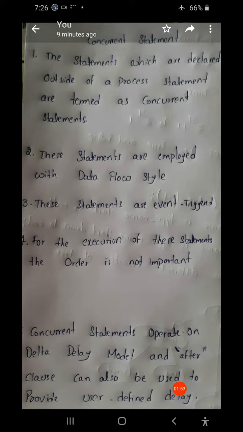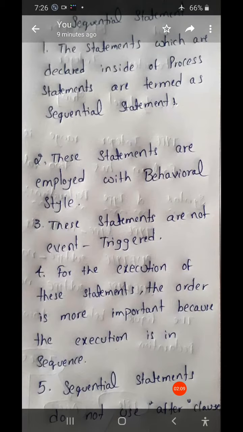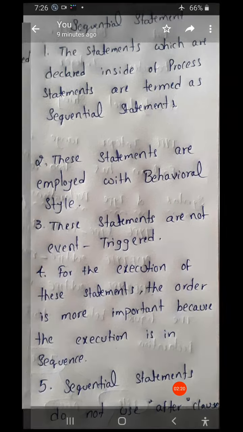Now coming to the third point, the concurrent statements are event triggered. Whenever the events occur, these statements can be triggered. So that's why we can say that these statements are event triggered. Next, the sequential statements are not event triggered. It is already mentioned in the name, sequential: step by step.